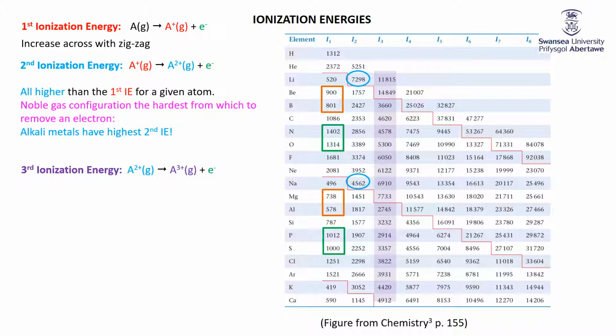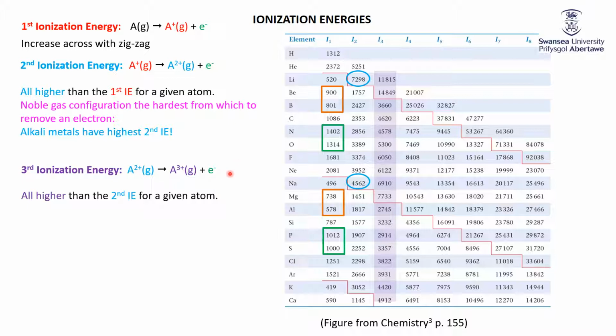Third ionization energy, highlighted there in purple. That's obviously now taking a third electron away. So you take the 2+ cation and remove a third electron. Again, all of them are going to be higher than the second ionization energy. Here you've already lost 2 electrons. The nucleus is holding on to those electrons really tightly. Much harder to remove a third one.